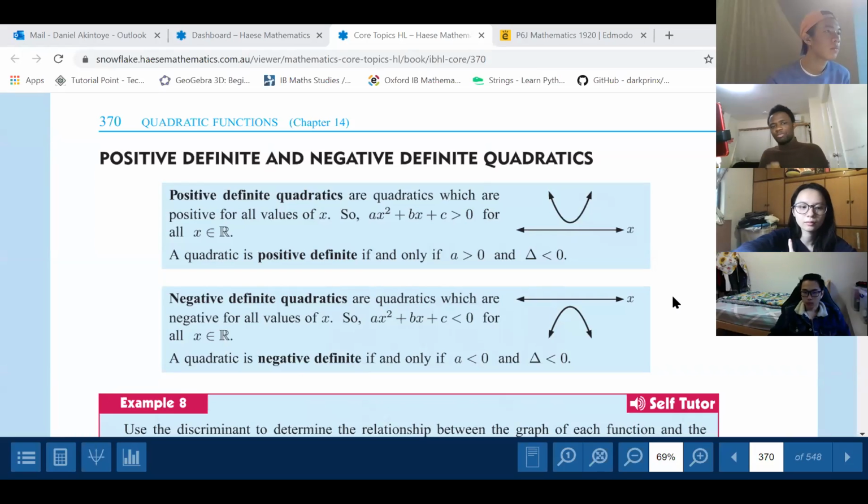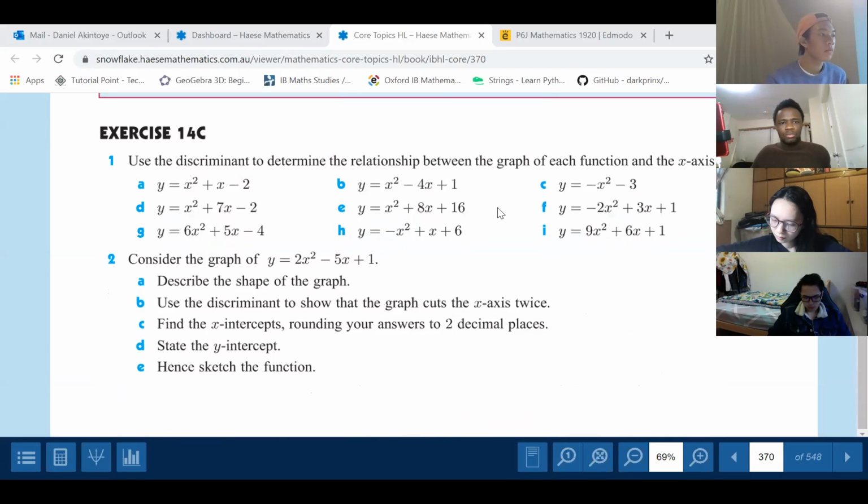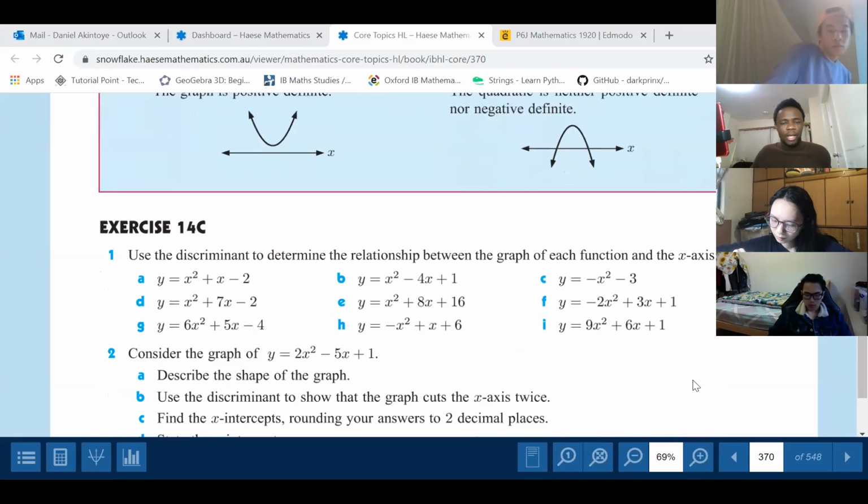A quadratic is positive definite if and only if a is greater than 0, but discriminant is less than 0. A quadratic is negative definite if and only if a is less than 0, but discriminant is still less than 0. In both cases, discriminant is less than 0. Just remember the definition, all positive, all negative, and I think you can always deduce whatever it is yourself. Okay? Any questions? All right. And that's some of the things that we need on the next page.